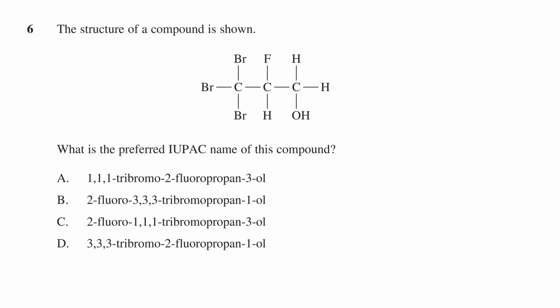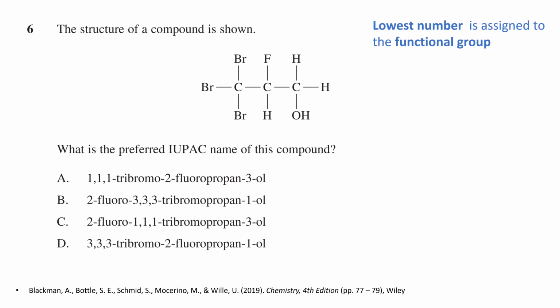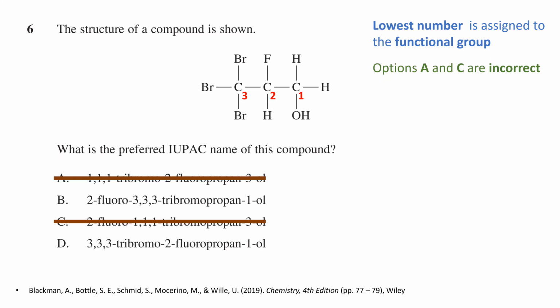The quickest way to do this question is to go about and label the structure to determine its name using IUPAC nomenclature, or naming rules. The first thing to do is remember that the functional group is assigned the lowest number possible. The structure shown is an alcohol, as we see from the OH group, so therefore we label this carbon as number 1. This means that the rest of the carbon chain is determined already as well. This eliminates options A and C, as these have the wrong number assigned to the functional group.